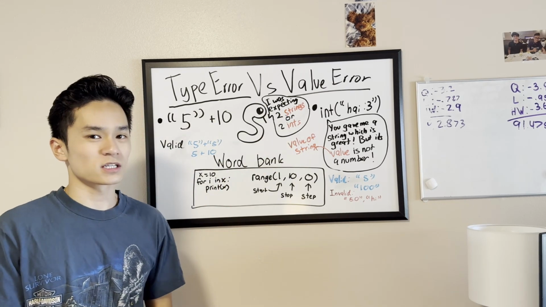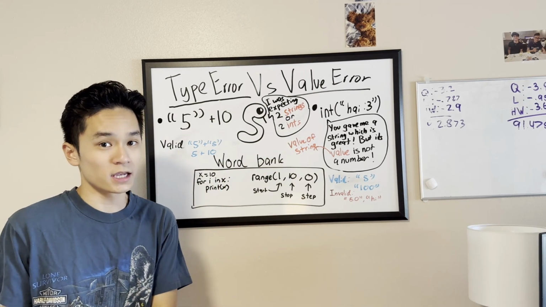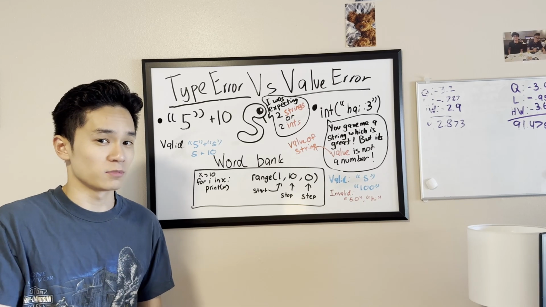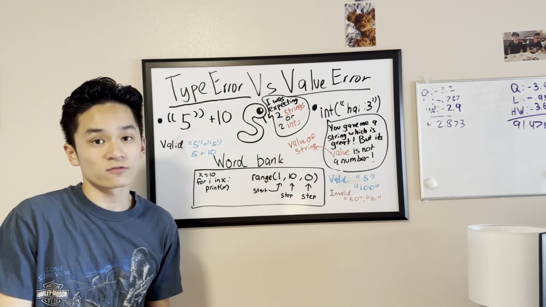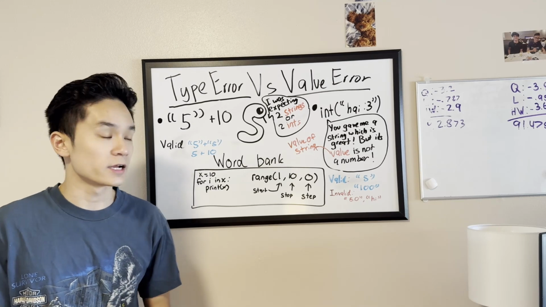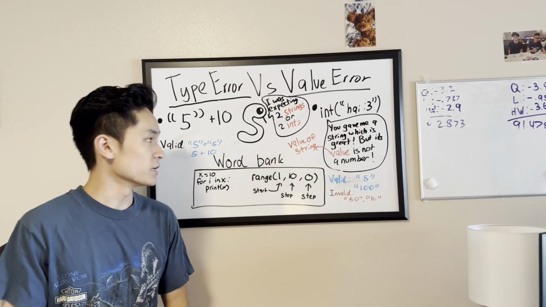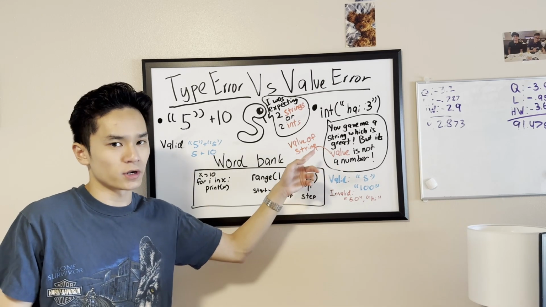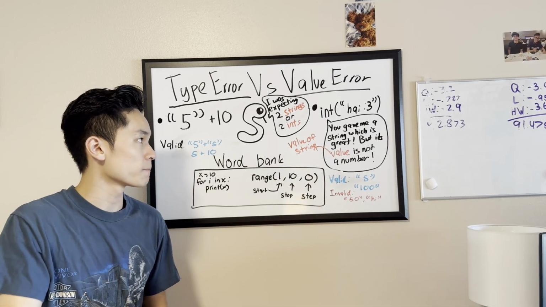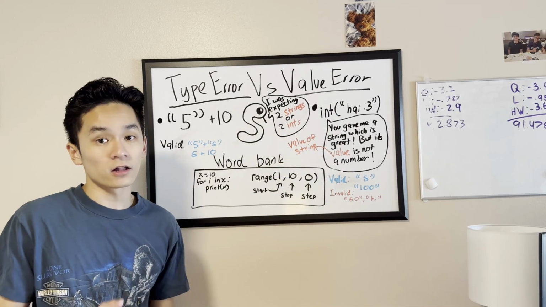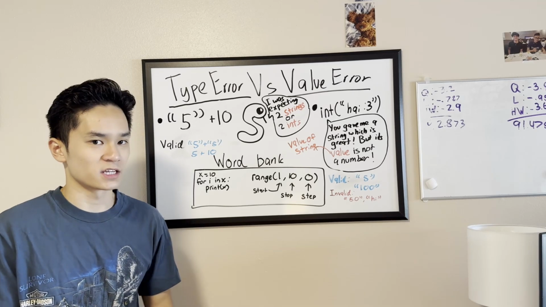Now, value error is when the type is probably okay, but the value inside of the type is what's going wrong. So our big example here is the integer function, which has the string hi. And as you can see, the integer function is telling us that the string is totally fine, but it's the value that's inside the string that's wrong. And in this scenario, the value of the string is hi when it was expecting an integer.